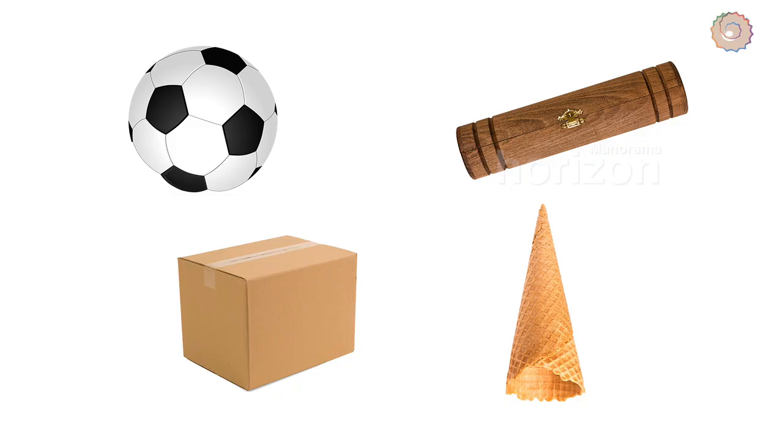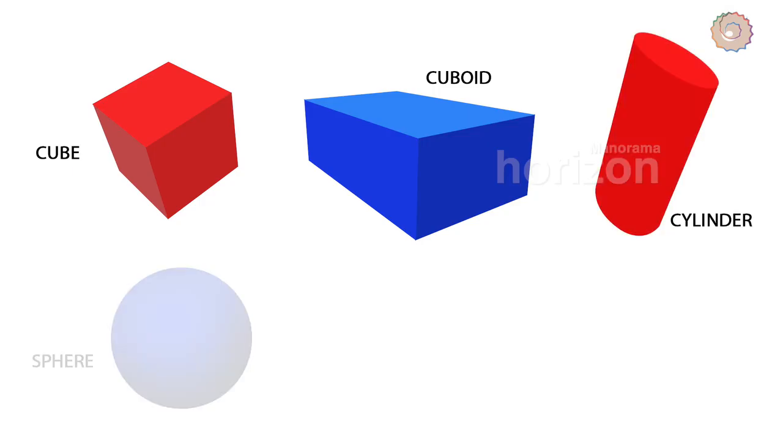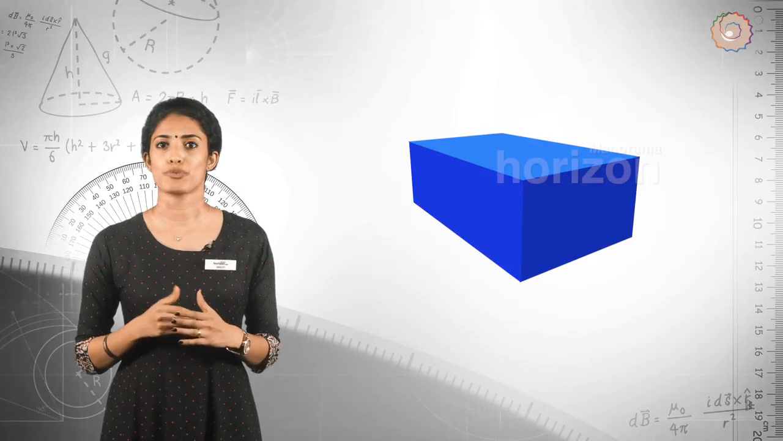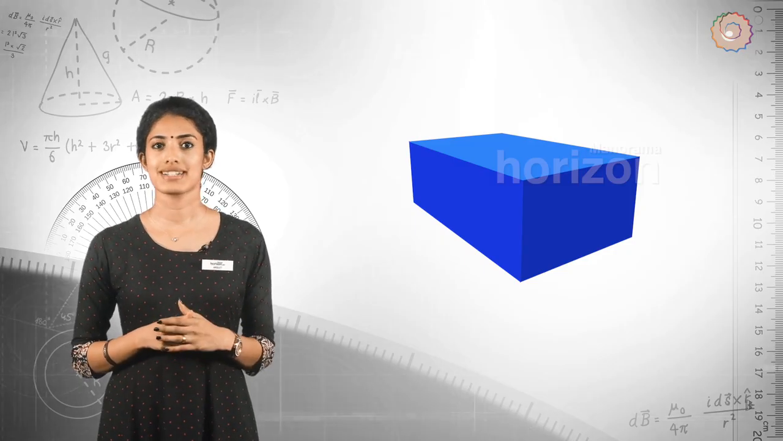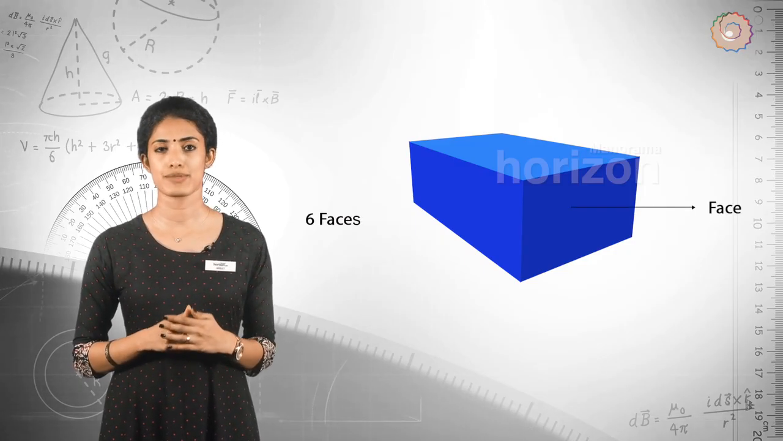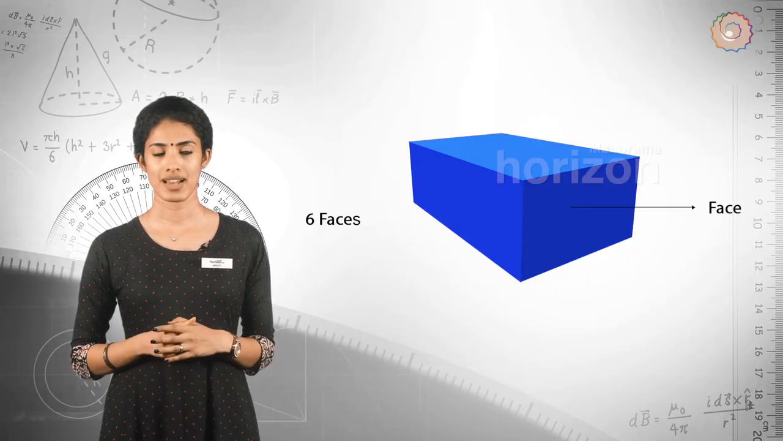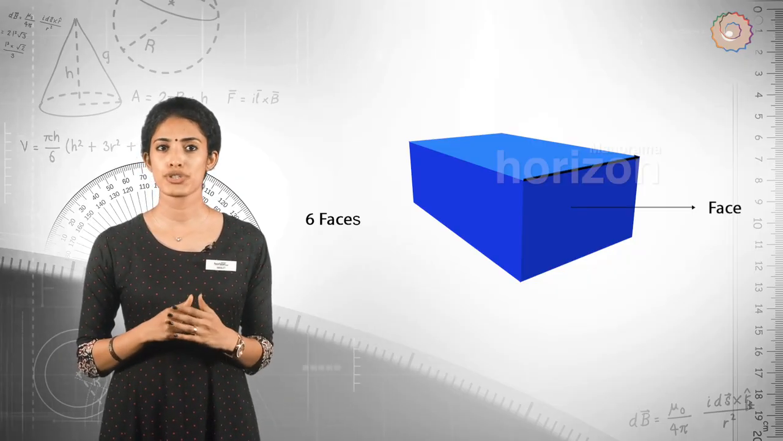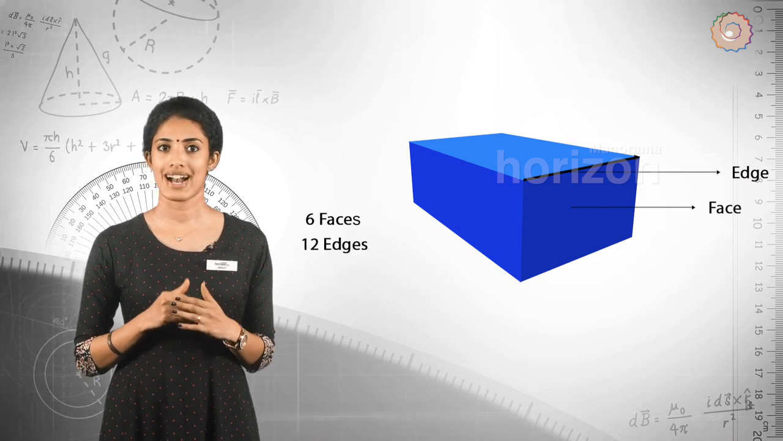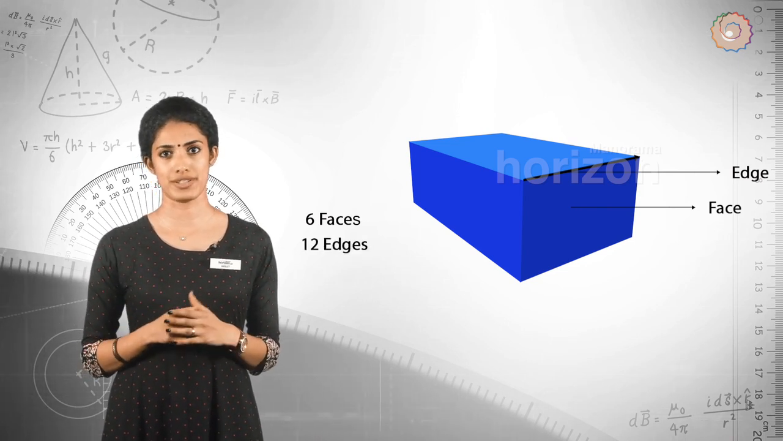Here, we will be dealing with 6 solid figures, namely cube, cuboid, cylinder, sphere, cone, and hemisphere. What do you think is a cuboid? A cuboid is nothing but a 3D figure which has 6 rectangle faces placed at right angles. The highlighted line shows you the edge of the cuboid. Therefore, a cuboid has 12 edges in total.